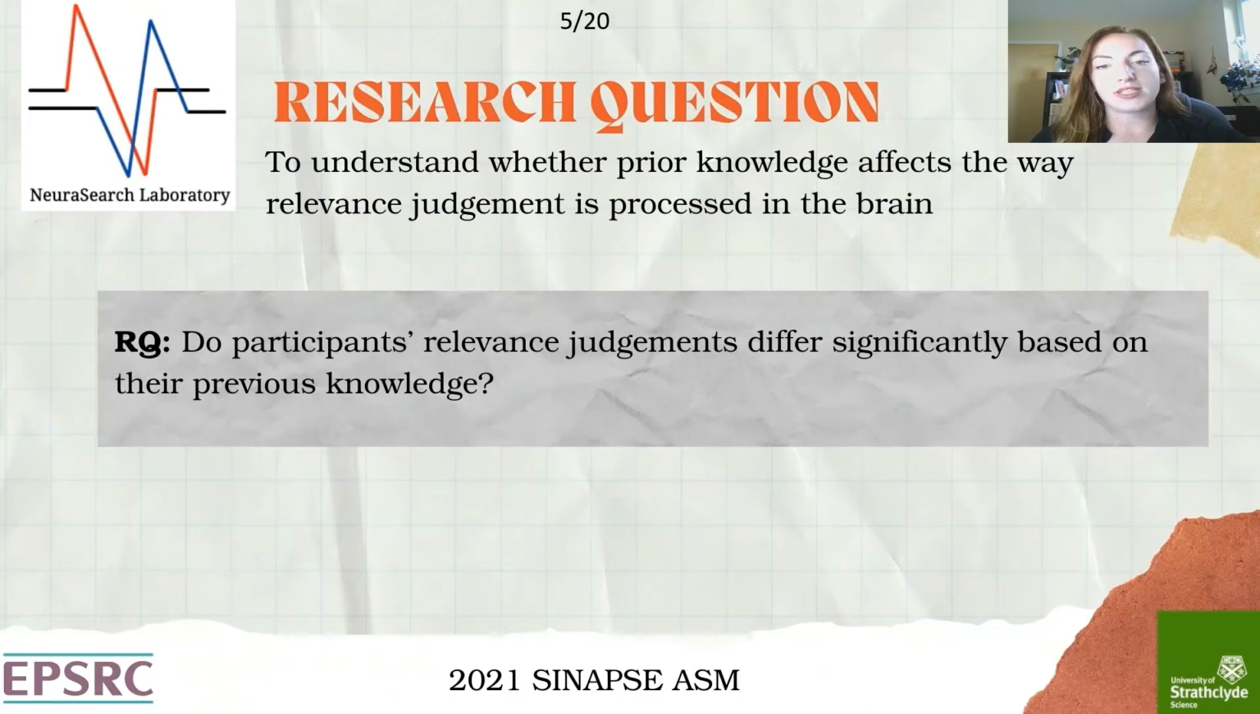We would like to understand whether prior knowledge affects the way relevance judgment is processed in the brain. One research question is, do participants' relevance judgments differ significantly based on their previous knowledge?